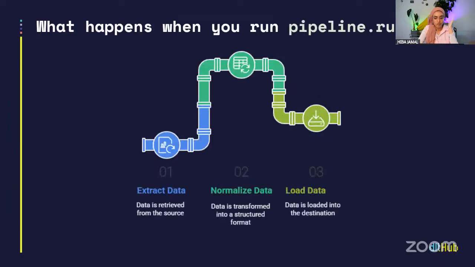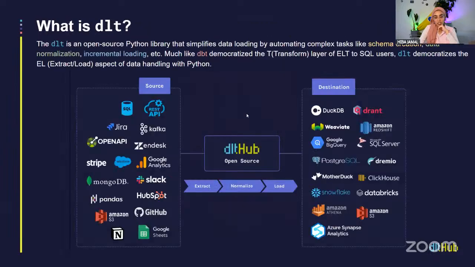So when you run your pipeline.run command, which comes after a few lines of writing down what your source is and what your destination is, this is what DLT does. It extracts the data from a source, it normalizes it, and then it loads it to whatever destination that you have declared.